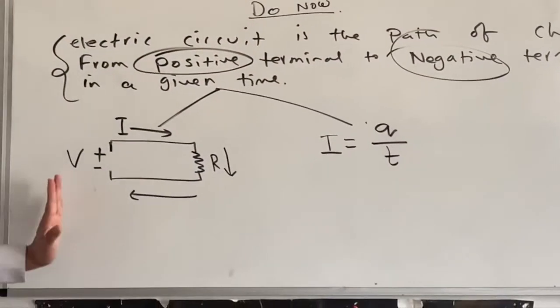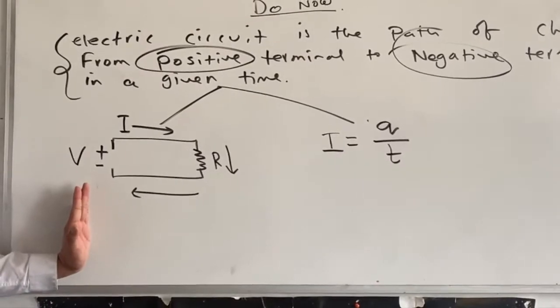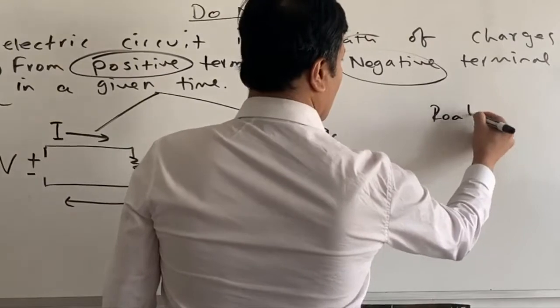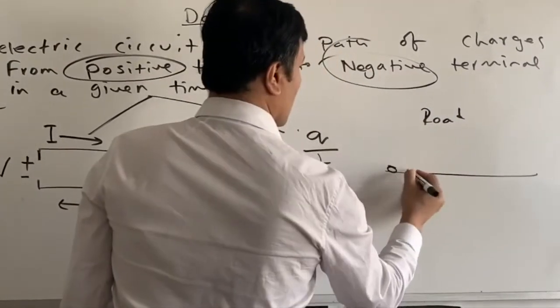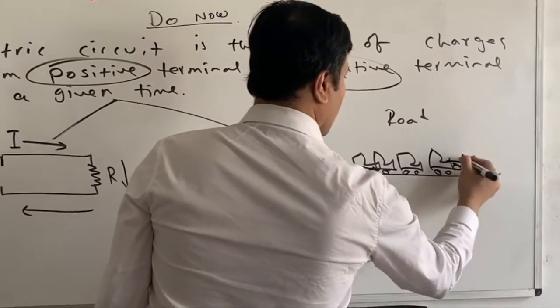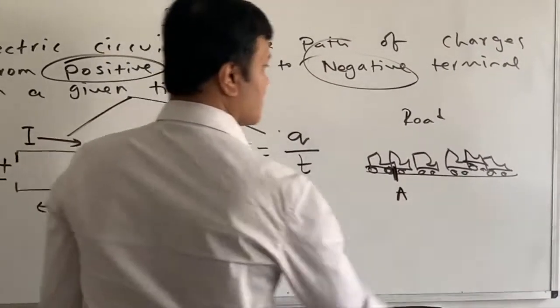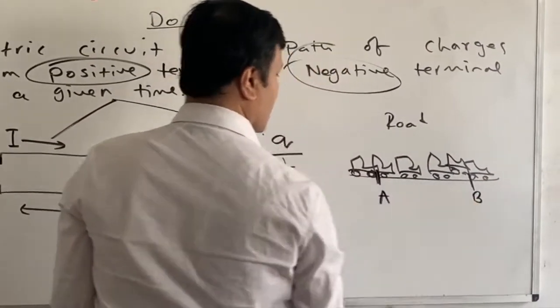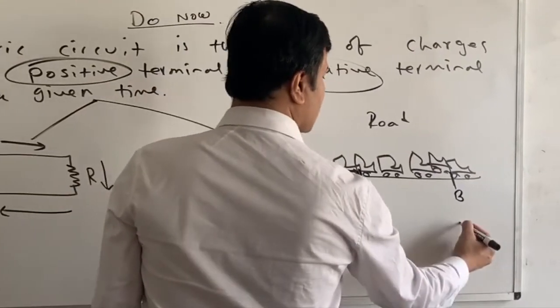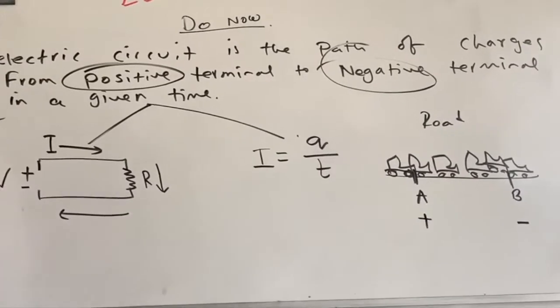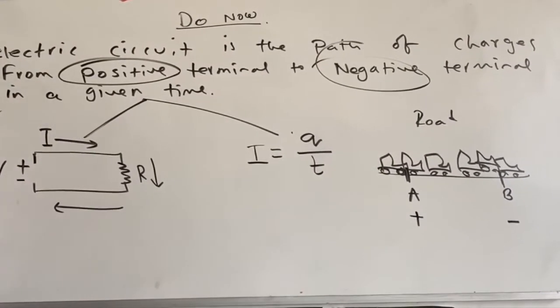Now I'm going to draw a road. Okay? So this is a road. Alright, so we can call this point A, and this point B. We can call it the positive terminal, and the negative terminal. Can we do that? Alright, so the cars are like the charges flowing.